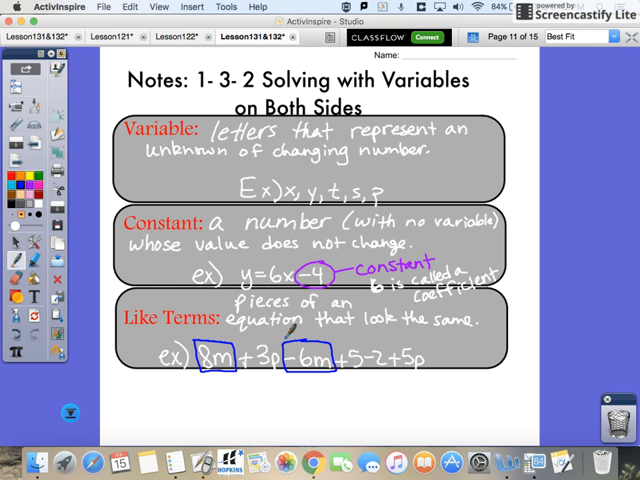Those are called like terms. Positive 3p and this 5p, those are like terms. And then this 5 and this negative 2, those are also like terms. What you will do with like terms is you will combine them. So when you combine like terms, you do 8 minus 6, that's 2m. 3p's and 5p's makes 8p's. Then a positive 5 minus 2 is plus 3. So that's what we do once we identify like terms, is we combine them.